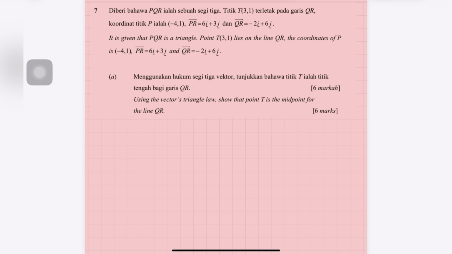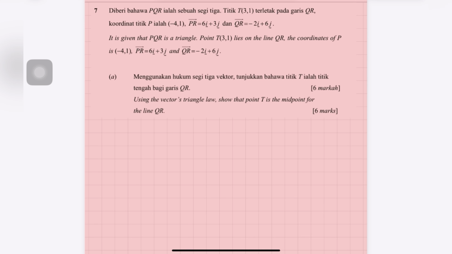Number 7, it is given that PQR is a triangle. Point T, 3, 1 lies on the line QR. The coordinates of P is -4, 1. Vector PR equals to 6i plus 3j and vector QR equals to -2i plus 6j. A, using the vectors triangle law, show that point T is the midpoint for the line QR.